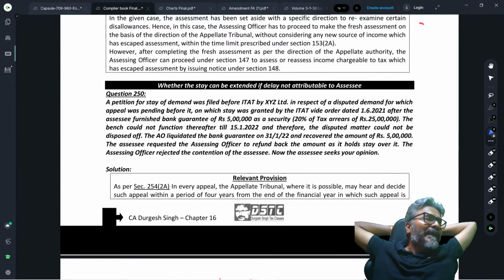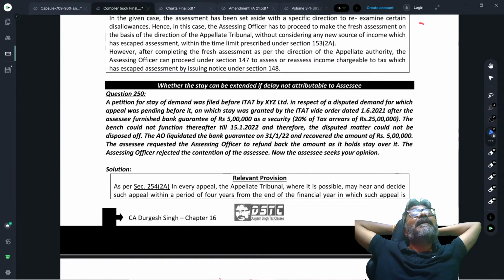Do you know with whom he has to make an application of stay? When he files the appeal before the CIT appeal, the application of the stay that he has to give is not to the CIT appeal. The stay application he will have to give to the assessing officer himself, who has given him the notice of demand.